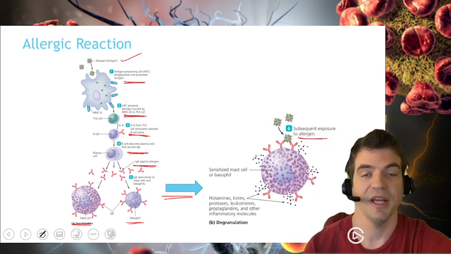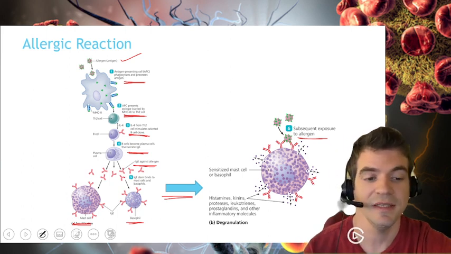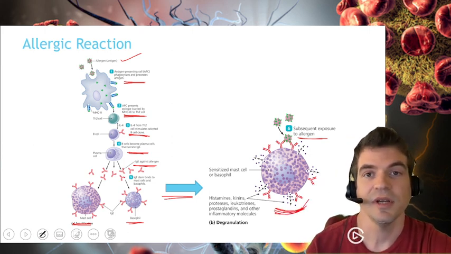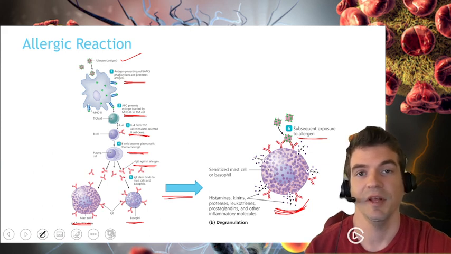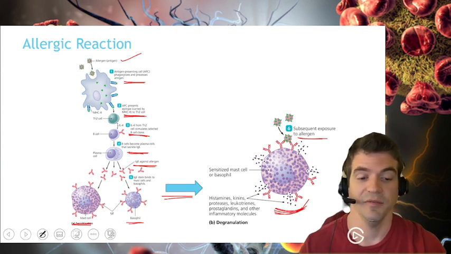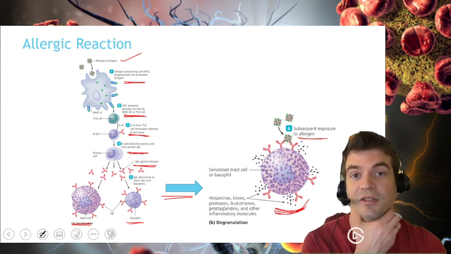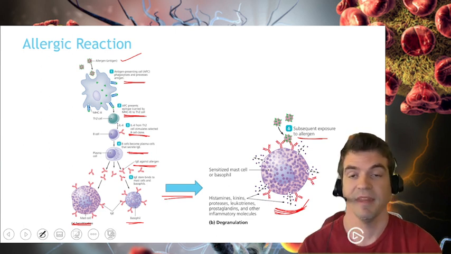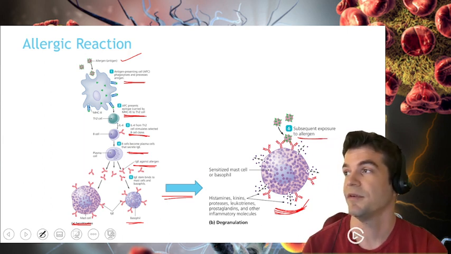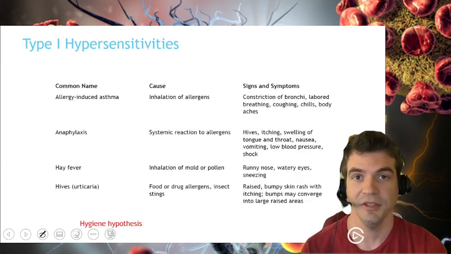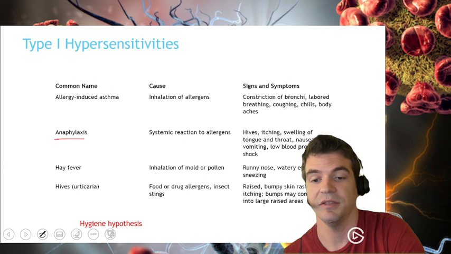Our basophils and mast cells will detect it, and they will release histamines, kinins, proteases, and all the other good stuff to elicit an inflammatory response. Now you have an allergic reaction. If you inflame your airway, you're going to cause anaphylaxis, where you can't breathe. So we have different types of inflammation that this can elicit, and one of them is anaphylaxis.